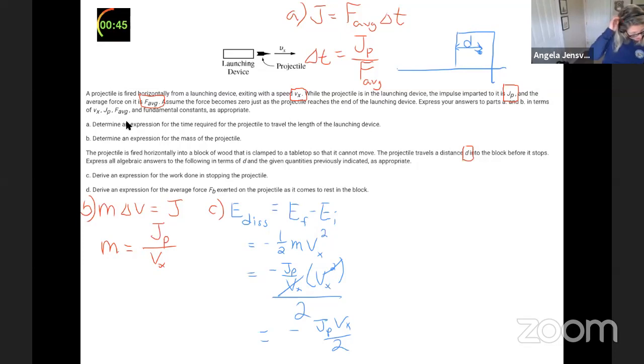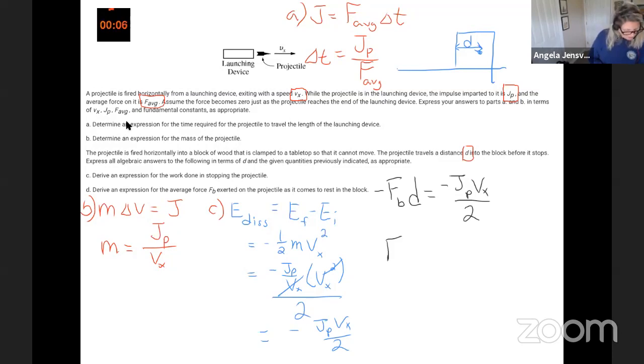Now D, derive an expression for the average force exerted on the projectile as it comes to rest. So for this, energy dissipated would be negative Fb, that's the force of the block, times how far it goes. I'm not calling that the work. I'm calling it the energy dissipated, is equal to the answer from the last time, right? So negative JpVx over 2. And then we're looking for Fb, right?